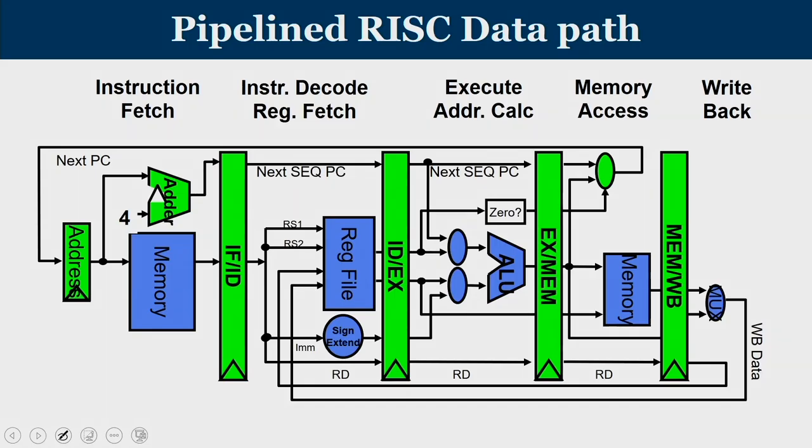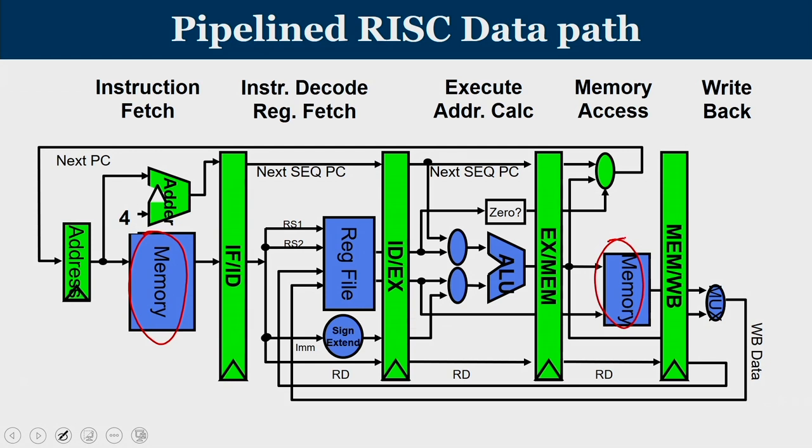This slide is about the pipelined RISC data path. We have started our discussion in this course with a 5-stage instruction pipeline consisting of instruction fetch, instruction decode, execution, memory access and write back stages. Now, we are trying to understand what the role of memory is in this context. We can see that here we have a memory component and here also we have a memory component.